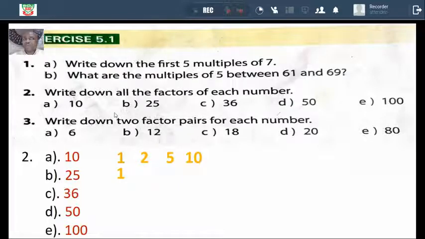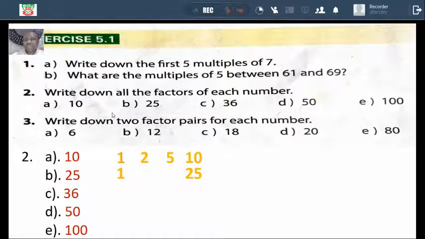Now when you divide, we got 25. So it means 25 is also a factor of 25, because 25 divided by 25 is equal to 1, which means 25 divides exactly into 25. That's another factor. We put it there.